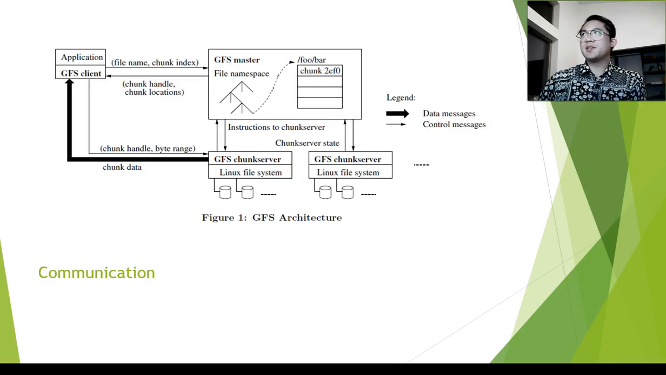Now let's look into some typical interactions among these. A client sends a file name and a chunk index, or location within a file, for access. The master then sends back to the client a chunk handle and replica locations. The client then caches this metadata, not the data itself, just the metadata, and sends a request to the closest replica.